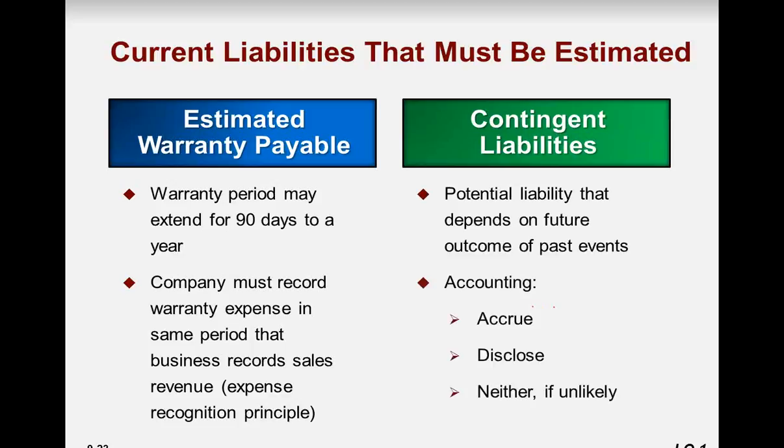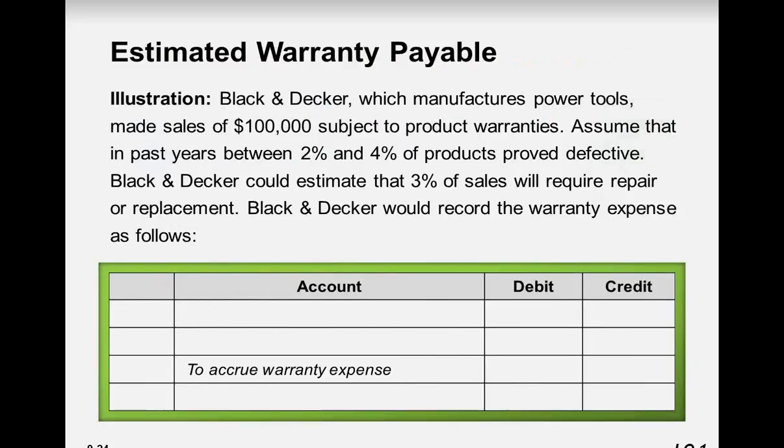Contingent liabilities are potential liabilities that depend on future outcomes of past events. For accounting, we must accrue them, disclose them, or do neither if it's unlikely. So we'll look a little more deeply at contingent liabilities as we move forward.